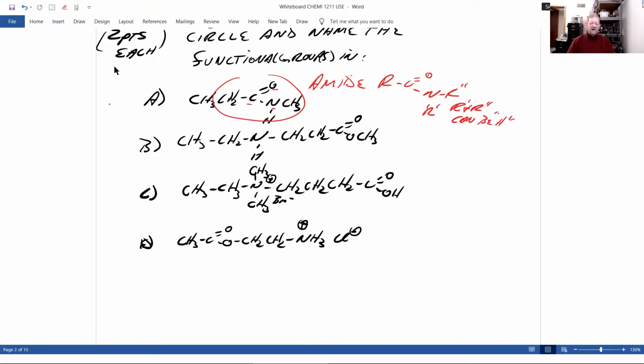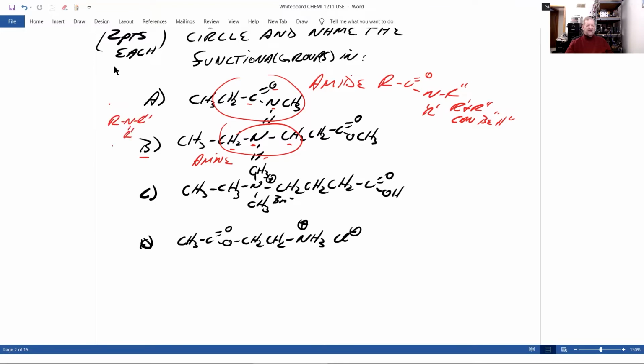Remember, our prime and our double prime, one, both, or none, can be hydrogen. Let's look at B. What's, ooh, a nitrogen, carbons here and here, and a hydrogen. What is that? An amine. And a lot of people get amides and amines confused. They're different. And remember, amines, primary, secondary, tertiary.